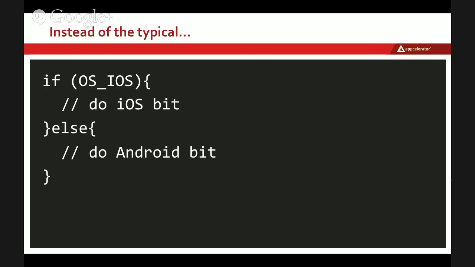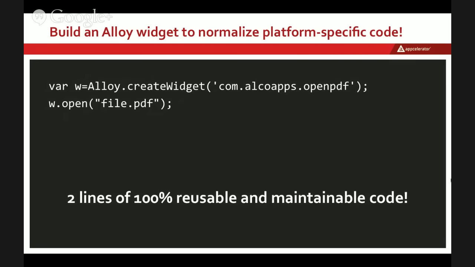And if you add this type of conditional block with the specifics for iOS and Android inside a widget, the result is that you will have 2 lines of 100% reusable and maintainable code. So the differences between platforms, you keep them at a different level, and then the reusable code is what actually goes inside of your code. So if you need to make any changes to how the PDF is opened, then you go into the library. You don't have to go into your code, so your code is reusable.